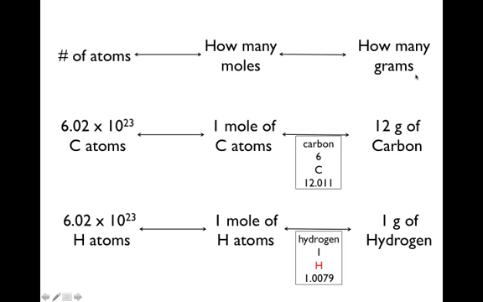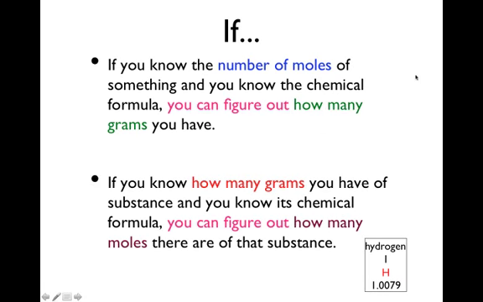And this concept is important enough that it deserves its own slide, and you will hear me say this a fair amount throughout the rest of the course. If you know the number of moles of something that you have, and you know the chemical formula of that something, you can figure out how much it weighs. You can figure out how many grams of it you have. And this works the other way too. If you know how many grams you have of some substance, and you know the chemical formula of that substance, you can figure out how many moles you have of that substance. And we're going to do a few examples on the next few slides, and they will get progressively more complicated.